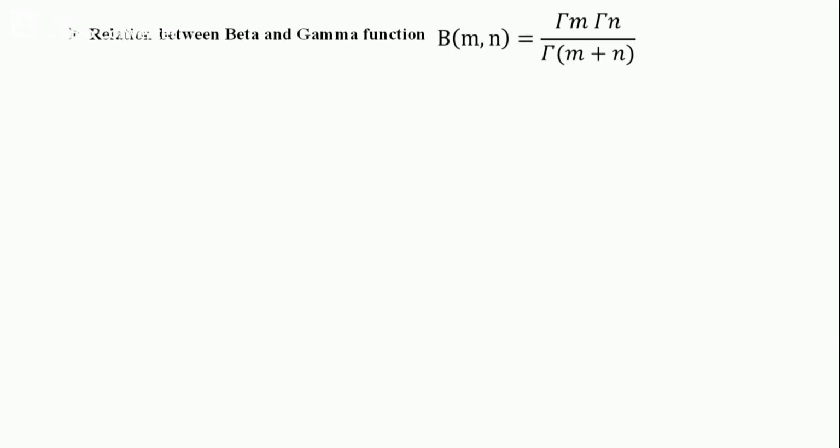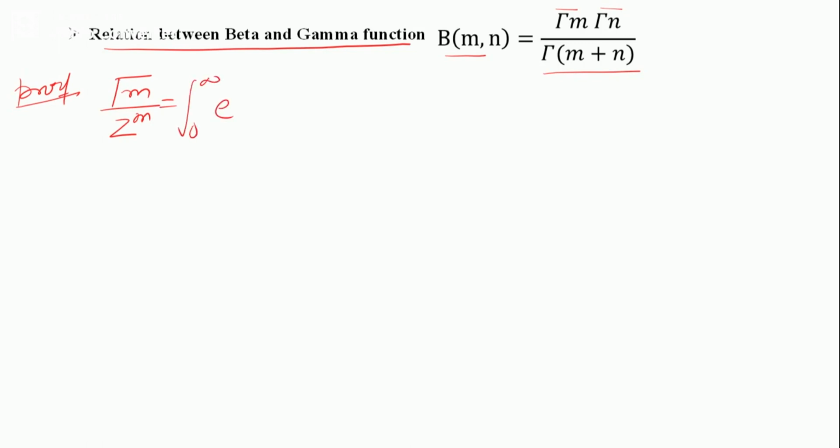Now the relation between the beta and the gamma function: β(m,n) is equal to Γ(m)Γ(n) upon Γ(m+n). That's a very important relation. Now this is how to prove that relation. As we know, by the property of the gamma function, Γ(m) upon z^m is equal to the integral from 0 to infinity of e^(-zx) x^(m-1) dx. So I'm just replacing lambda with z.